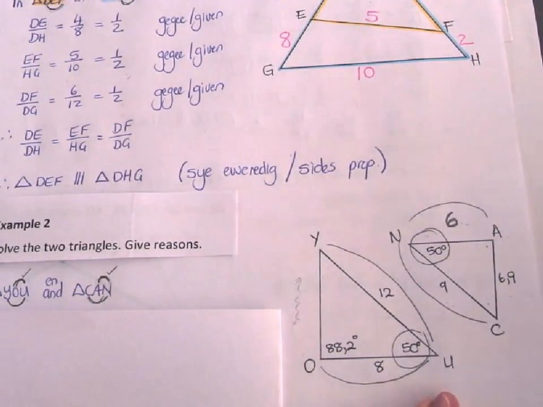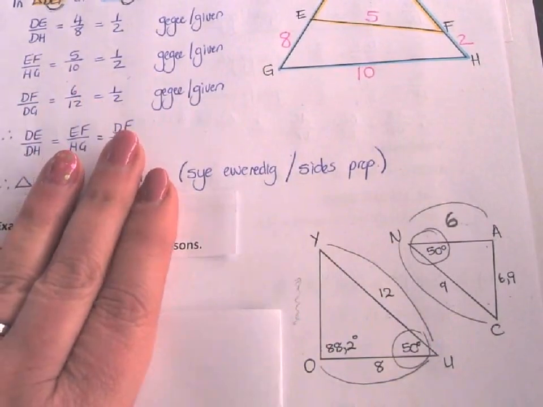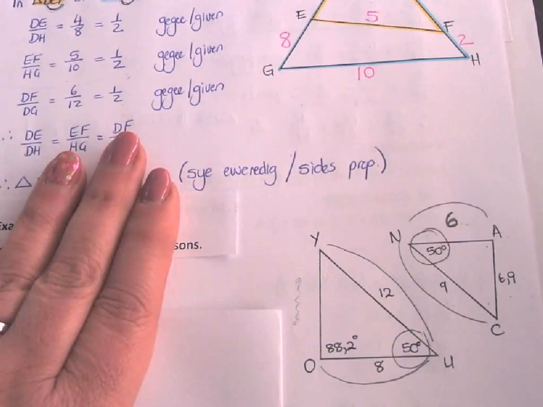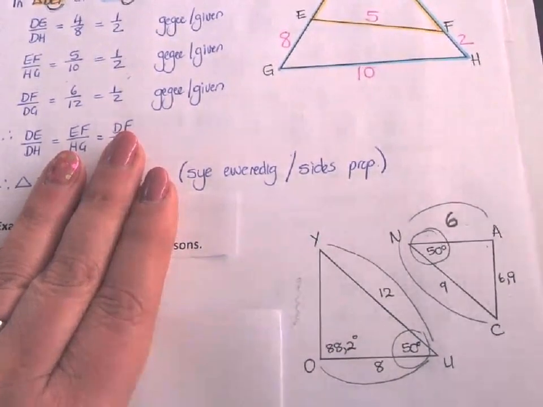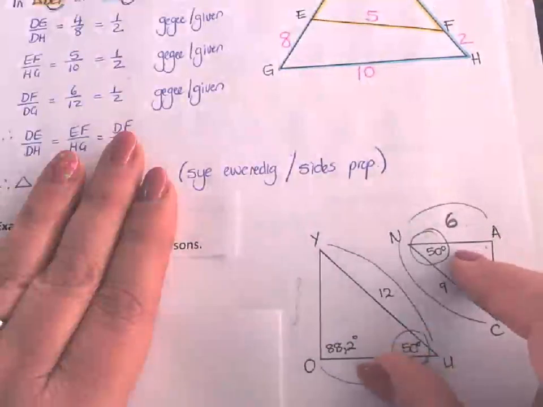So what do you think we must prove? What must we prove for similarity? The sides of the line and the included angle. Yes. We need to prove that the proportions of these sides are the same and there's an included angle.